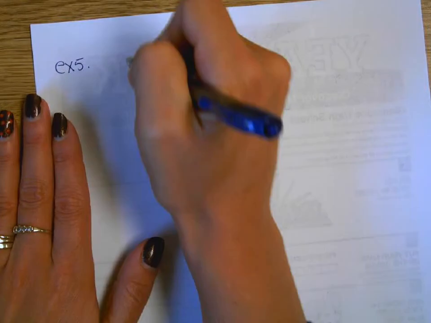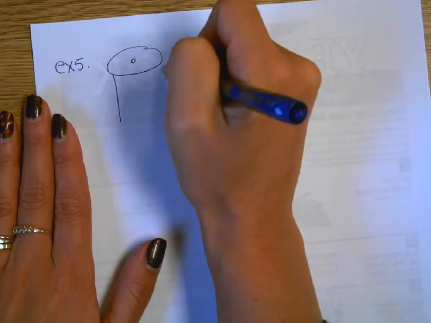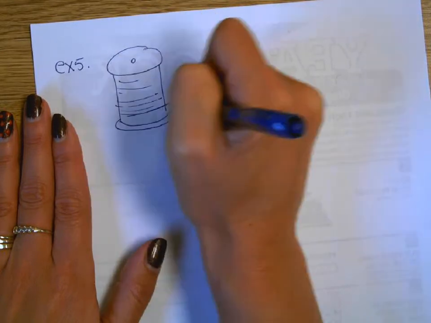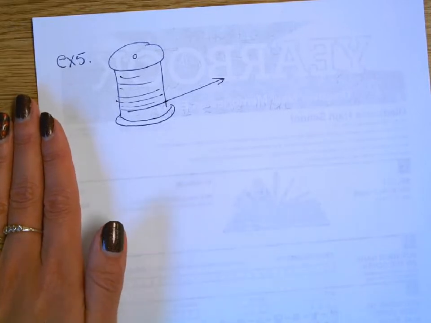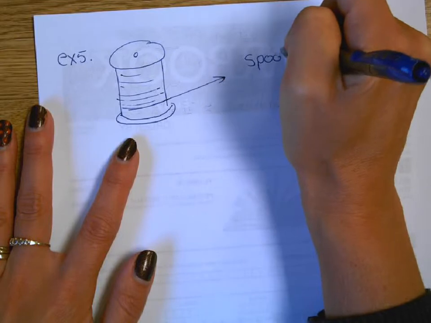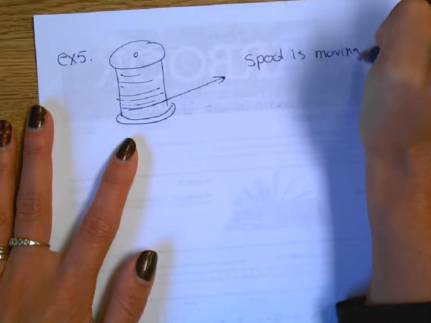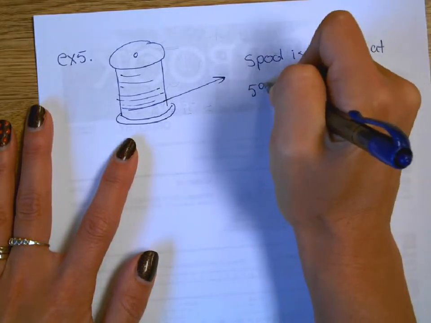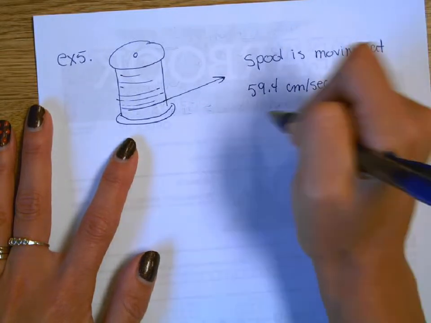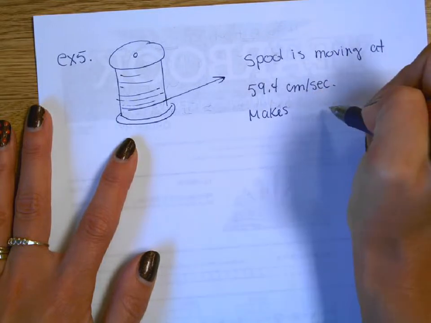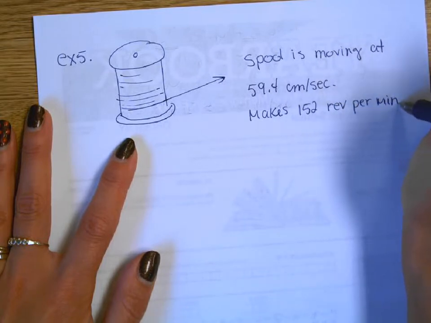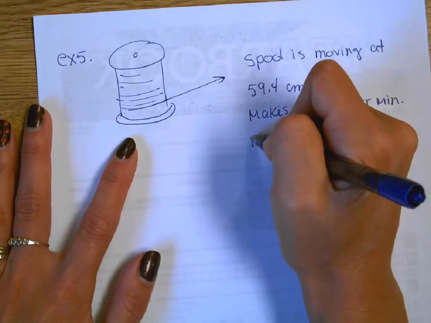Here it is. See if you can tell what my picture is here. A circle. A thread. Oh, a spool of thread. Very good. I'm going to pull the thread off the spool, and the spool is going to spin. This spool is moving at 59.4 centimeters per second. It makes 152 revolutions per minute. Can you find the radius of the spool?